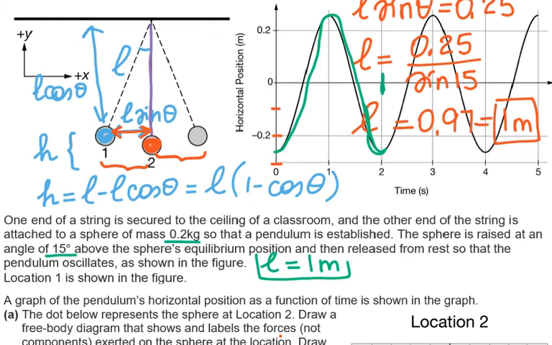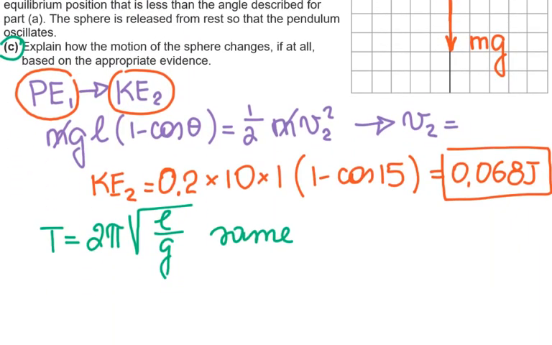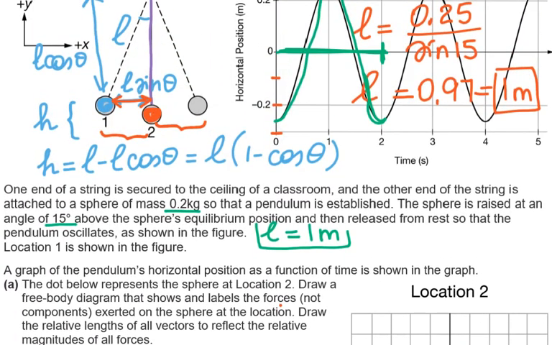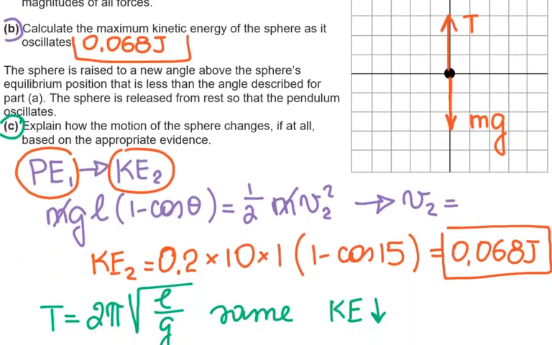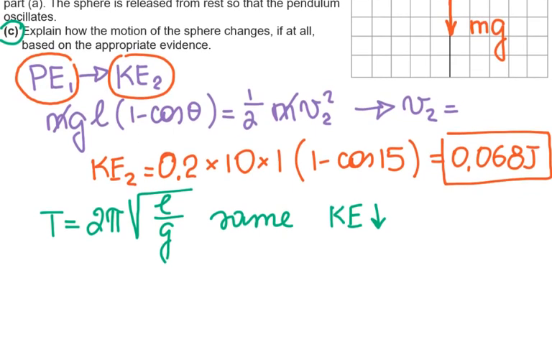The period was 2 seconds, as it looks from the graph, and it's going to stay at 2 seconds. So the period is going to be the same, but the velocity is not going to be the same. Your kinetic energy is going to decrease, because if you displace it at a smaller angle, then your h is going to be smaller. So your kinetic energy is going to be smaller, and the restoring force is going to be smaller as well, but it doesn't affect the period. So the period is going to stay the same.